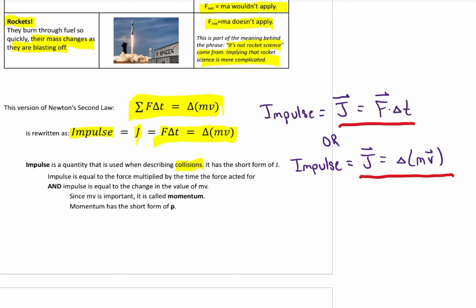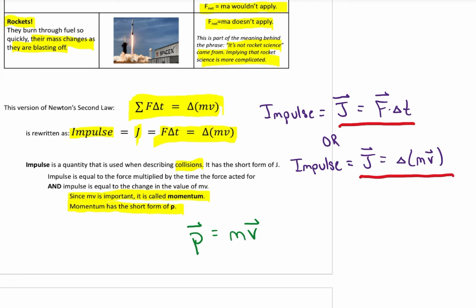One last thing: since this mv quantity shows up often, it was given a special name. It's called momentum. Momentum is given the short form of lowercase p. Don't ask me where that came from. I'm assuming it's a language thing, where in another language p made more sense. Momentum is a vector, and it's equal to the mass times the velocity. So if we're talking about a flying baseball, if we knew the mass of the baseball and the velocity it was moving at, we could find the momentum of that baseball. If we're talking about a car driving down the road, if we know the mass and velocity of the car, we could figure out the momentum of that car.